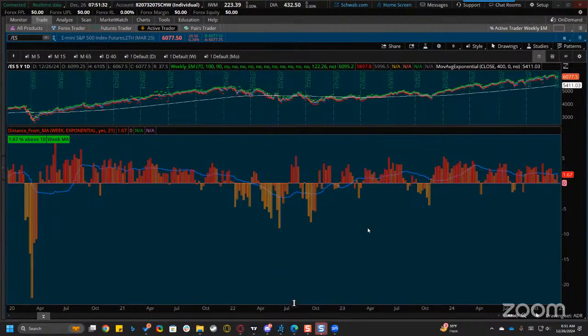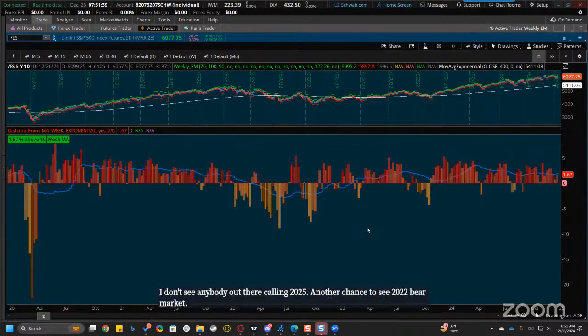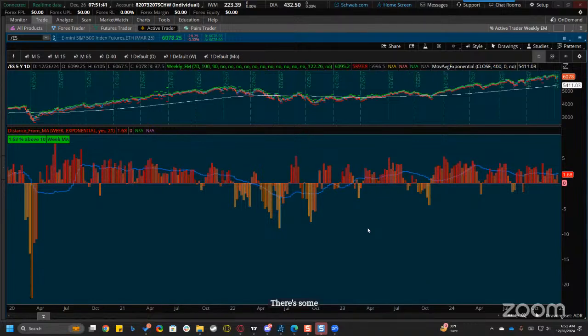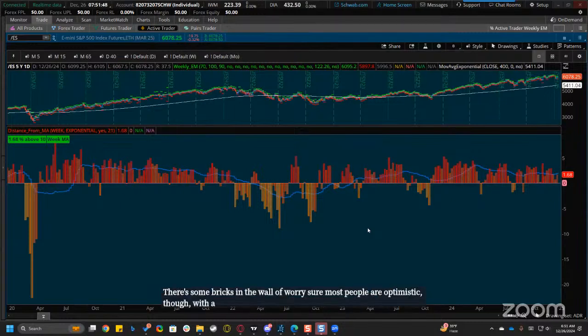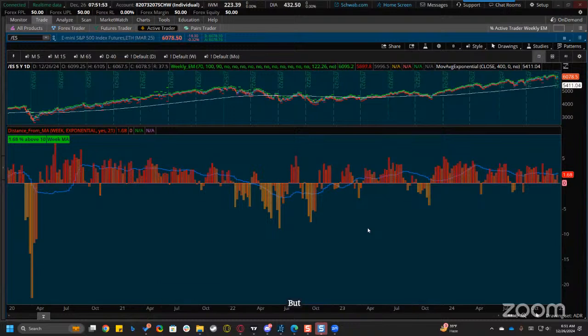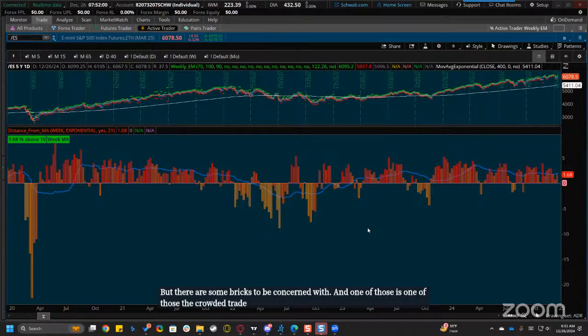I don't see anybody out there calling 2025 another chance to see 2022 bear market. There's some bricks in the wall of worry, sure. Most people are optimistic, though, with a sideways to bullish bias continued pointing to the upside. But there are some bricks to be concerned with, and one of those is the crowded trade with AI and the chip sector, and we'll just have to see how that goes, right?